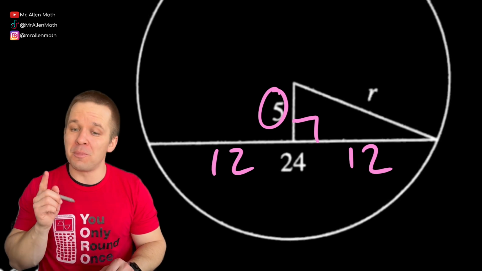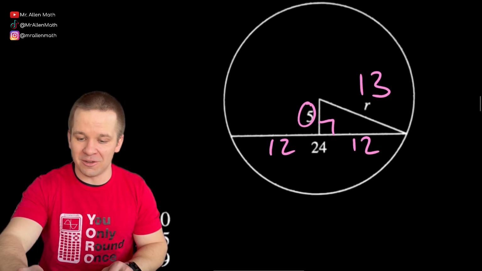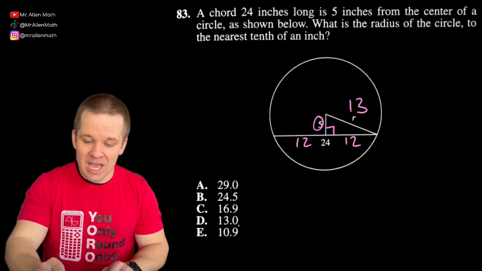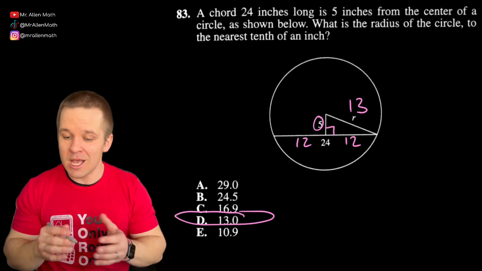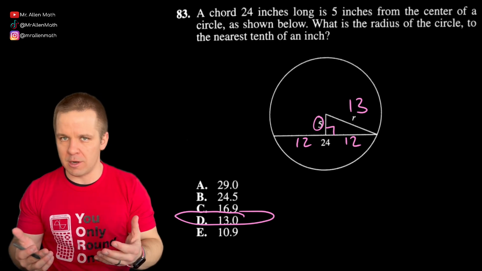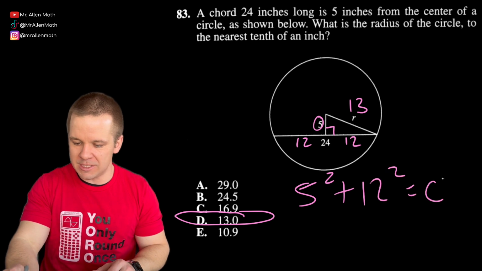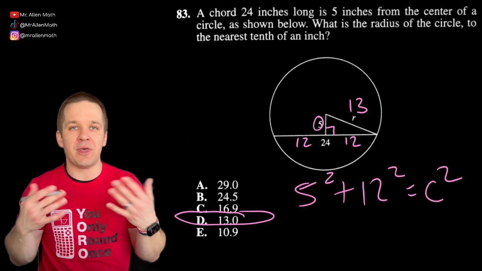Now, if you remember your Pythagorean triples, this is a 5, 12, 13 triangle here, and this is done. The answer here is D. If you did not remember your Pythagorean triples, you can always do 5 squared plus 12 squared equals C squared, and just go through your normal Pythagorean theorem.